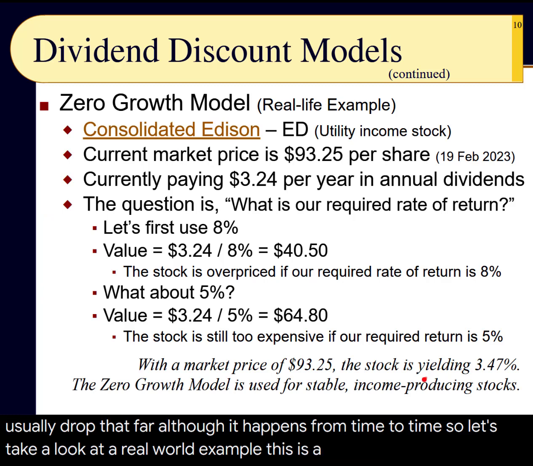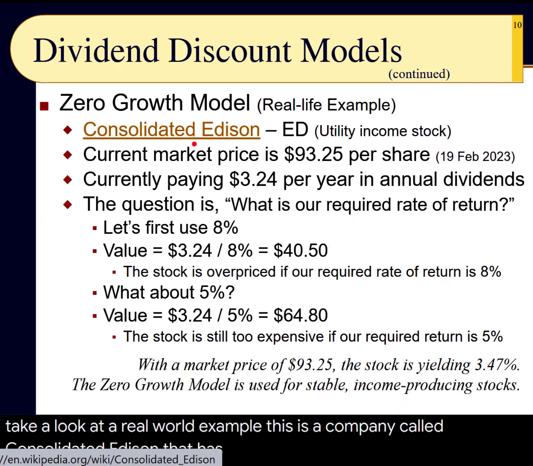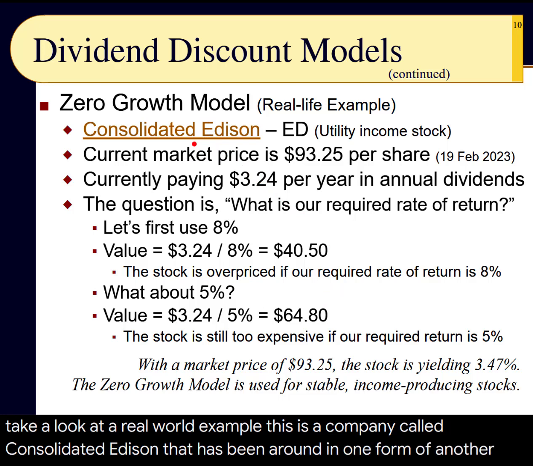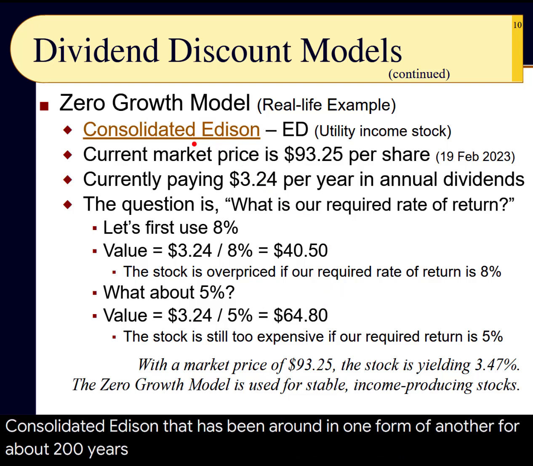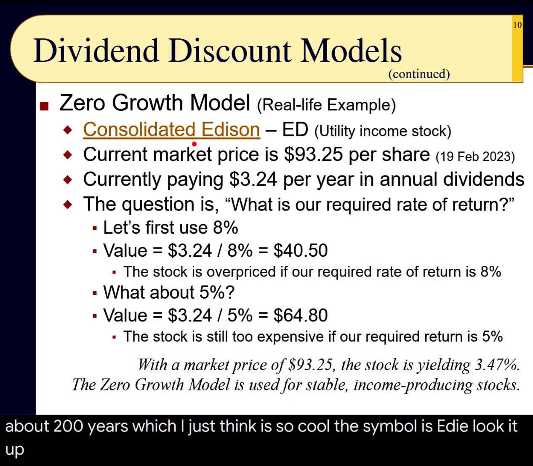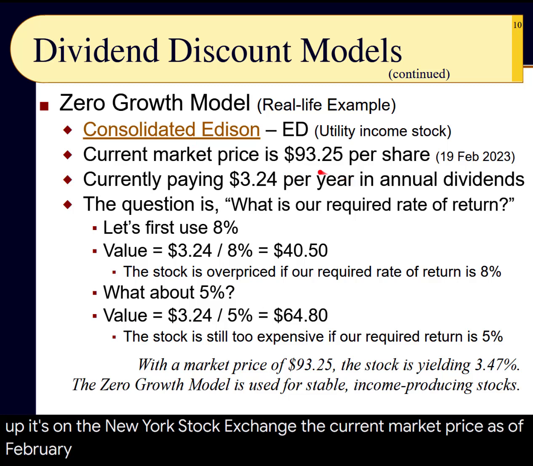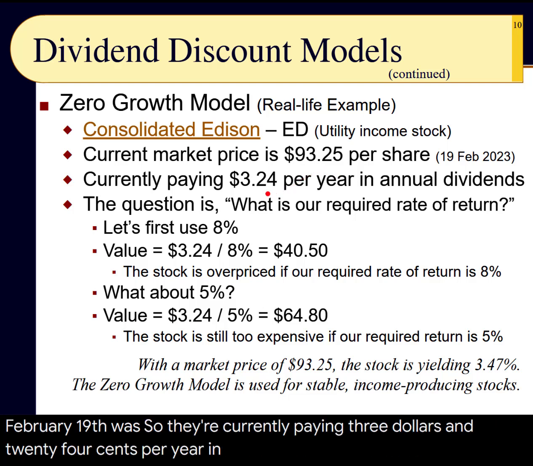This is a company called Consolidated Edison that has been around in one form or another for about 200 years, which I just think is so cool. The symbol is ED. Look it up. It's on the New York Stock Exchange. The current market price as of February 19th was $93.25. So they're currently paying $3.24 per year in annual dividends.